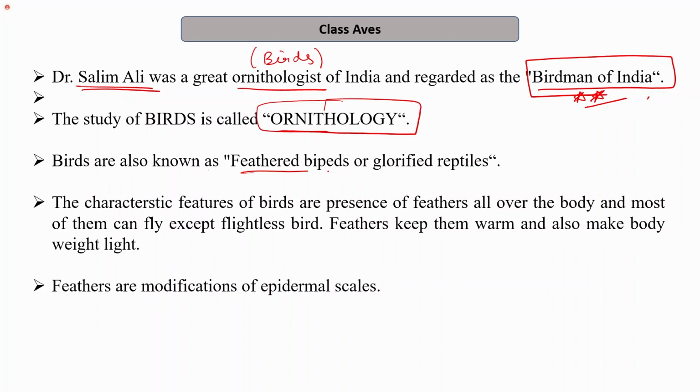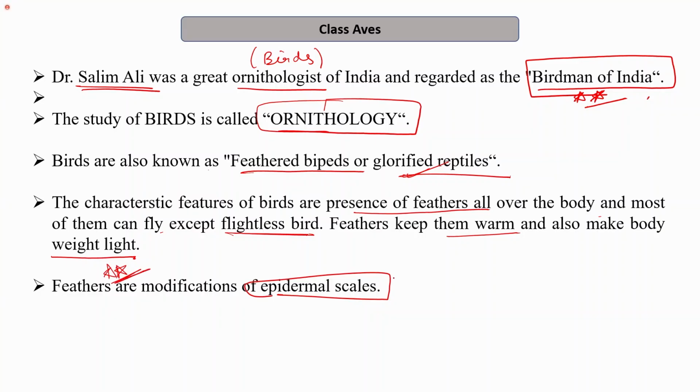Birds are also known as feathered bipeds or glorified reptiles. They have certain characteristics which are well adapted for flight, and there are certain characteristics that resemble the reptiles. So the characteristic feature of the birds is the presence of feathers all over the body, and most of them can fly except some flightless birds. Feathers keep their body warm and also make their body weight light, therefore helping them in flying. Feathers are the modification of epidermal scales which are present in the reptiles.